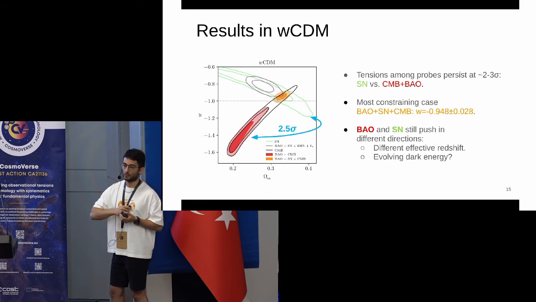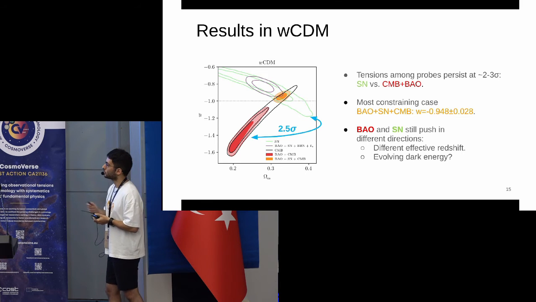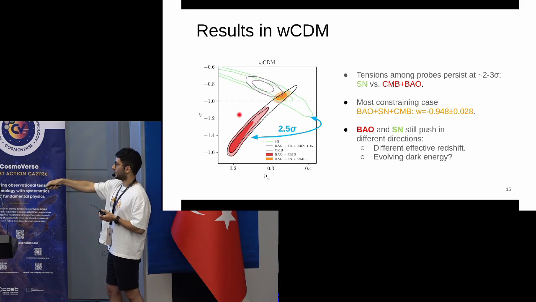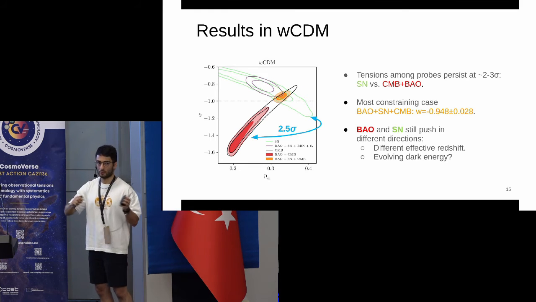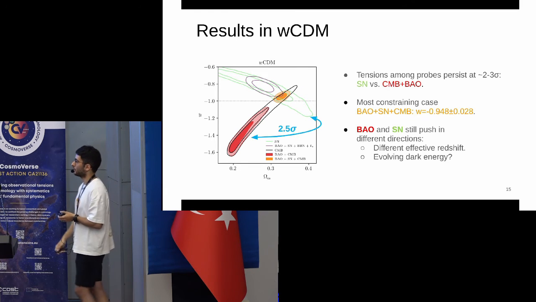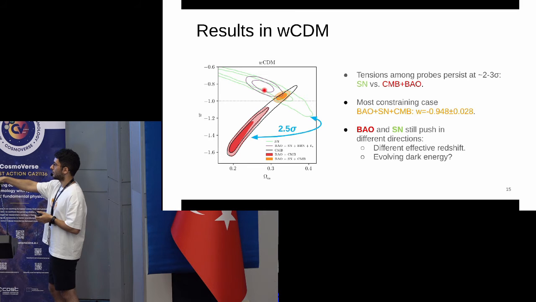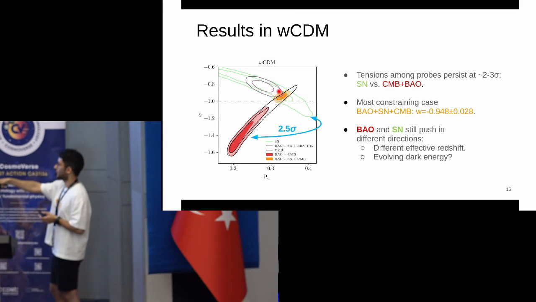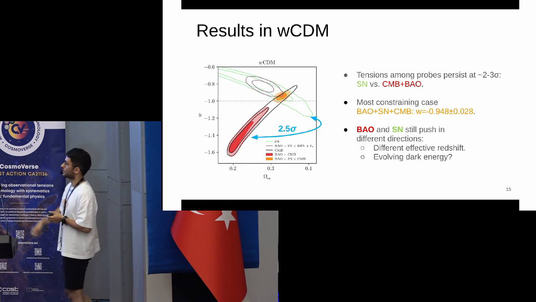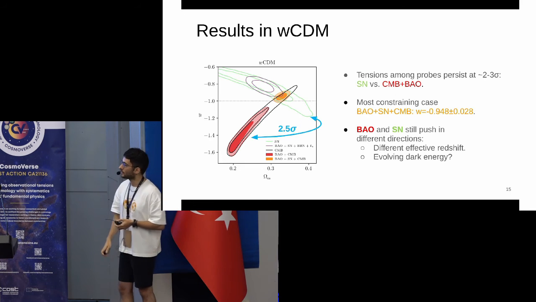So now we're going to move to a different one-parameter extension, wCDM, in which we allow the equation of state parameter for dark energy to be different from -1. -1 would be here, that is Lambda CDM. And you can see the same story that we saw before in Lambda CDM and K Lambda CDM. If you compare, for example, the result for supernova with the result from the combination of BAO and CMB, the red one, they are in clear tension, and it's actually a tension of around 2.5 sigma.